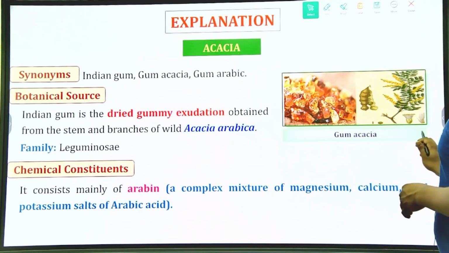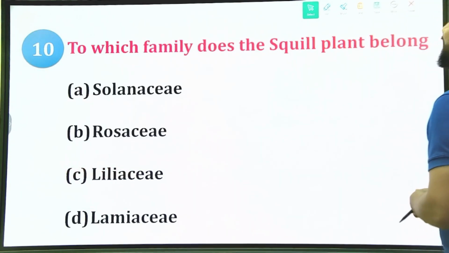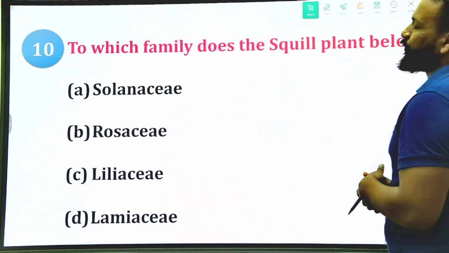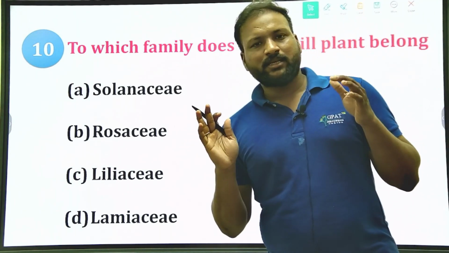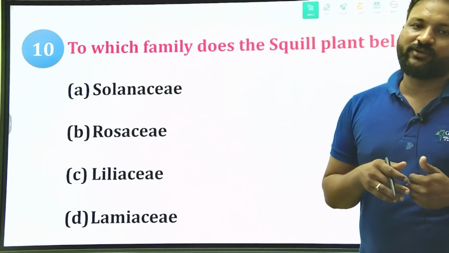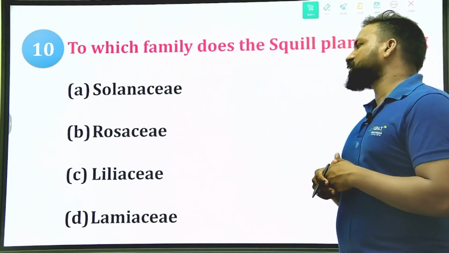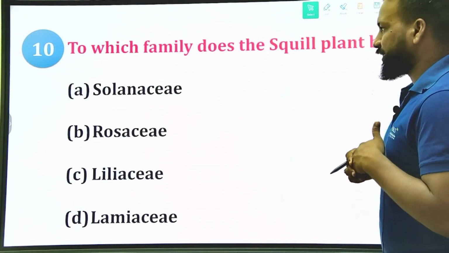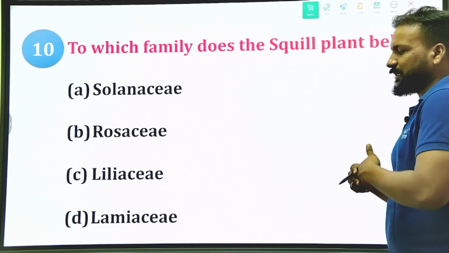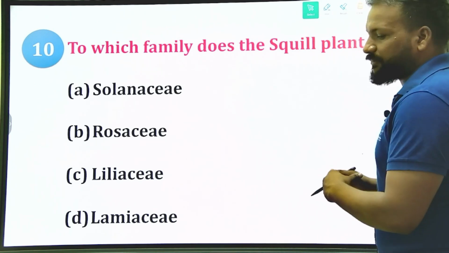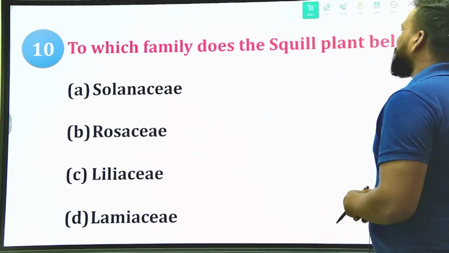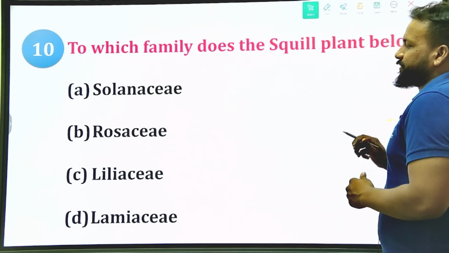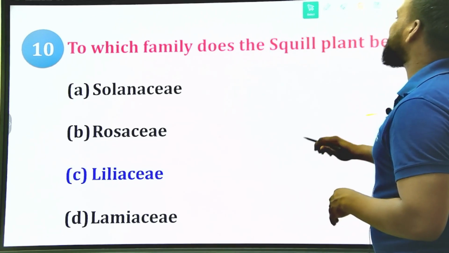Next question. To which family does the squill plant belong? We have Indian squill and European squill. But what is the family for squill in general? Either Solanaceae, Rosaceae, Liliaceae or Lamiaceae. What is the family for this one? Let me know in the comment section. Yes, option C, Liliaceae.